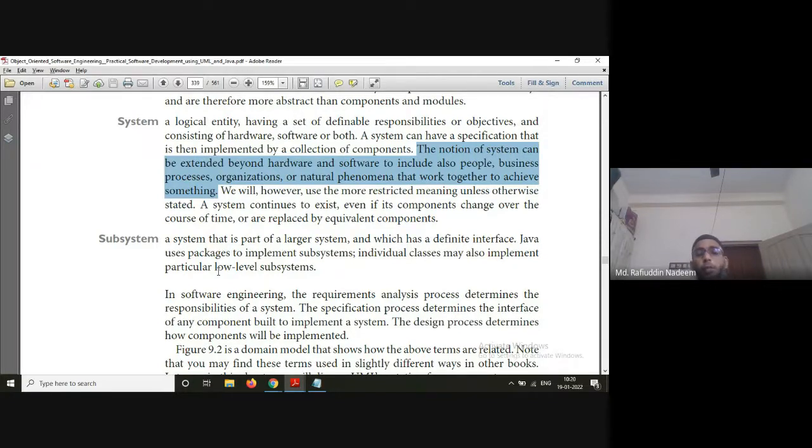Here, one example is given that Java uses packages to implement subsystems. Individual classes may also implement a particular low-level subsystem. So Java packages are used to implement the subsystems, and the classes may be used to implement particular low-level subsystems.